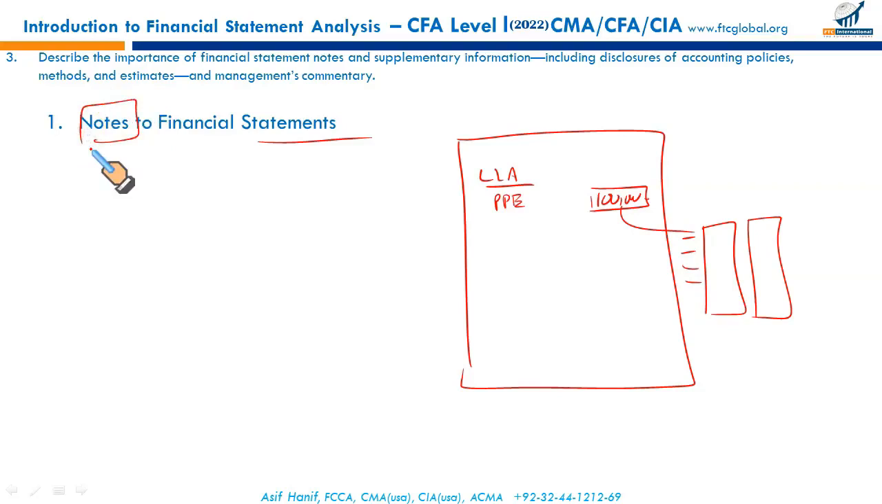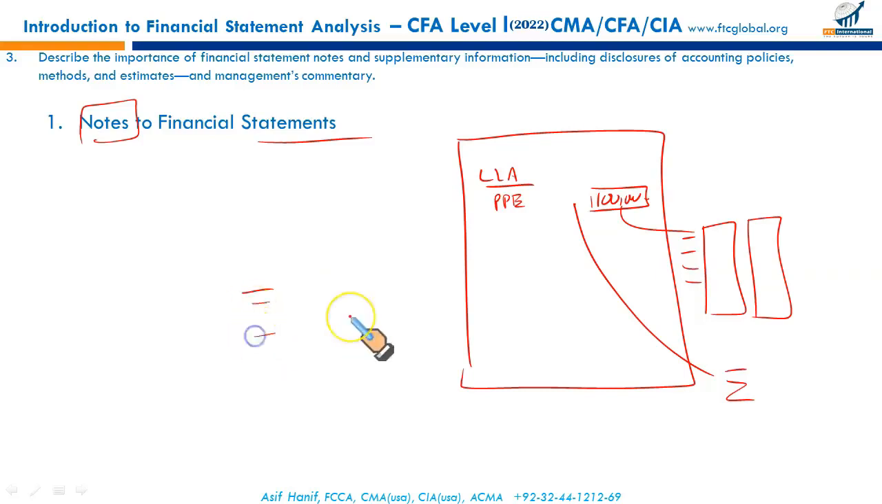Notes to accounts are an integral part of financial statement. Without notes, your financial statements are not complete. Notes are audited just like your balance sheet, your income statement and statement of change in equity. So notes to financial statements will give me the breakup of property, plant and equipment. It will give me the basis of preparation of financial statements.